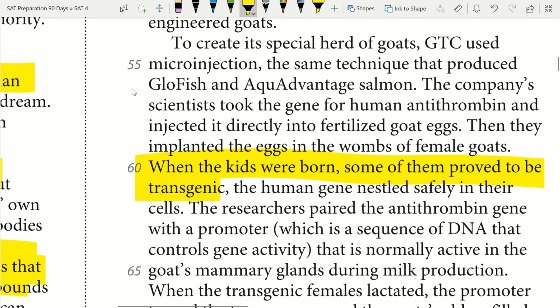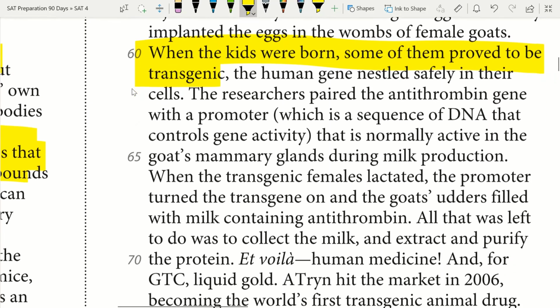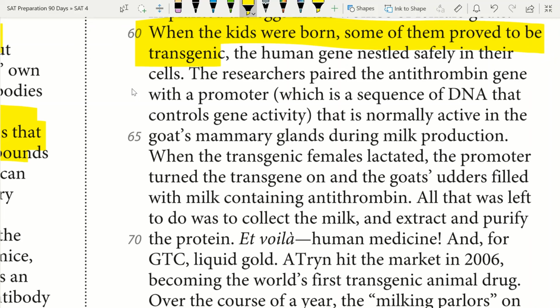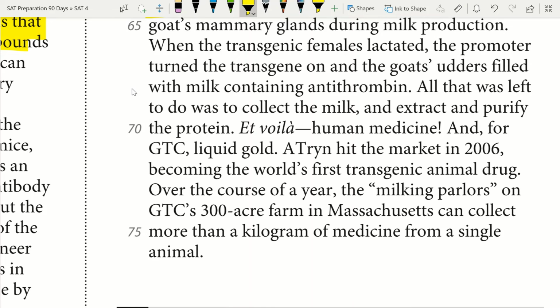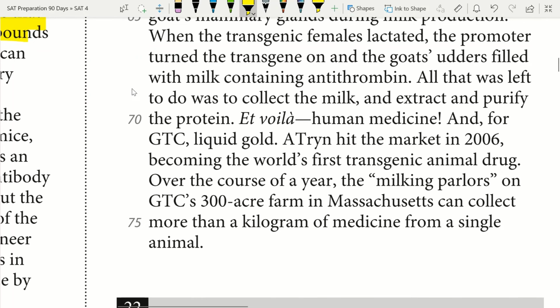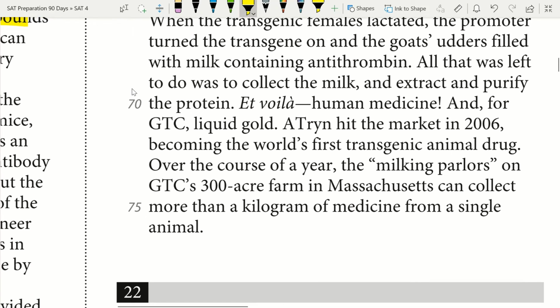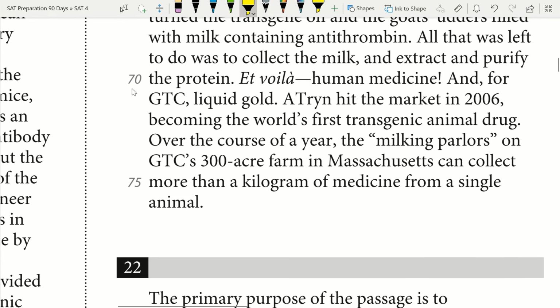The researchers paired the antithrombin gene with a promoter, which is a sequence of DNA that controls gene activity, that is normally active in the goat's mammary glands during milk production. When the transgenic females lactated, the promoter turned the transgene on, and the goats' udders filled with milk containing antithrombin. All that was left to do was collect the milk and extract and purify the protein, and voila, human medicine. And for GTC, liquid gold. Atryn hit the market in 2006, becoming the world's first transgenic animal drug.